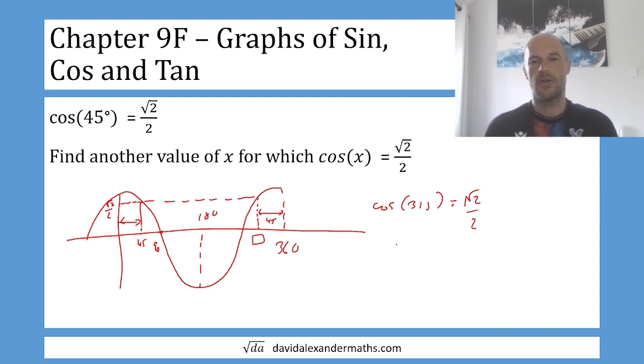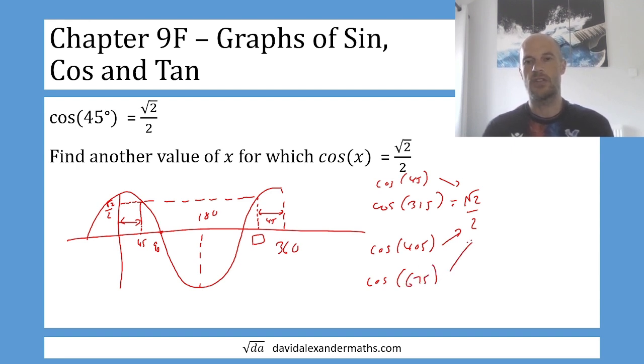So the cos of 315 will also give me root 2 over 2. And again, if I've got the cos of 45 and the cos of 315 giving me root 2 over 2, since cos repeats itself every 360 degrees, then the cos of 360 plus 45, so the cos of 405, will also give me root 2 over 2, and also the cos of 315 plus 360, which is the cos of 675, that will also give me root 2 over 2.